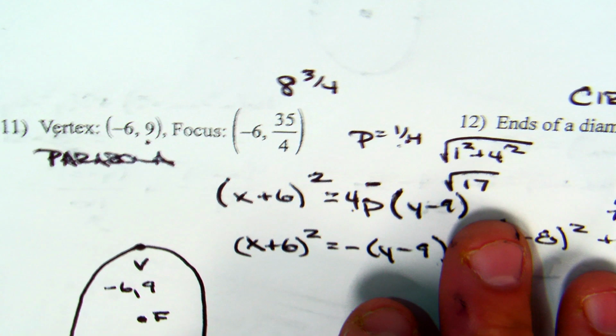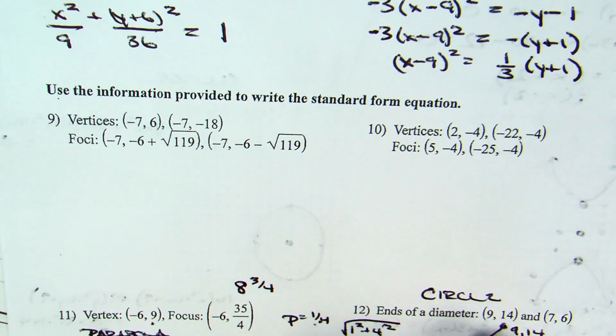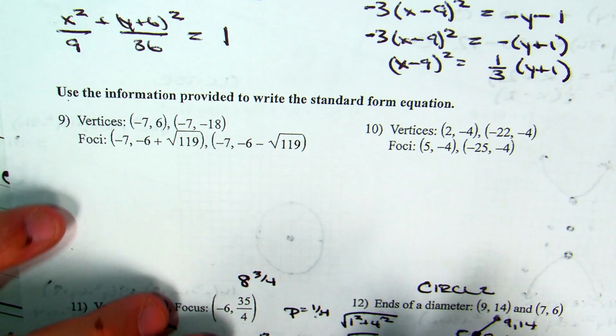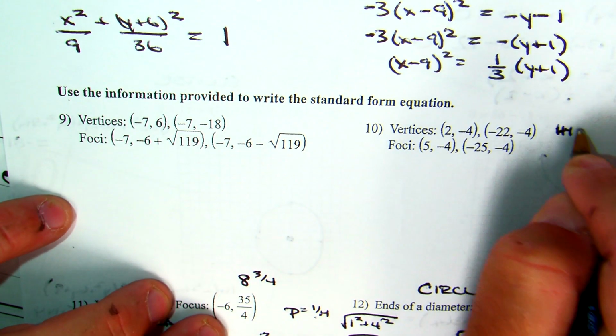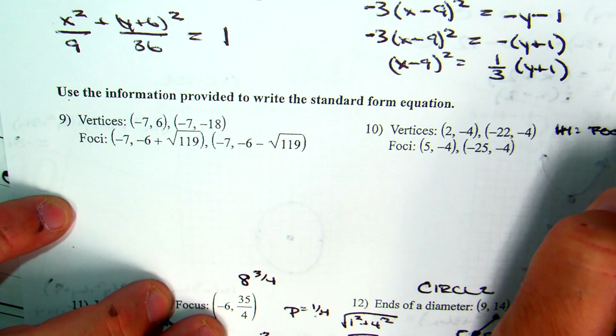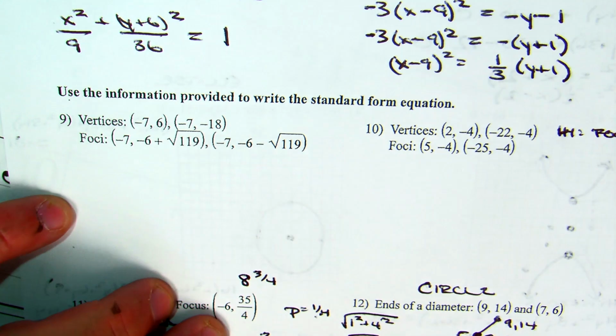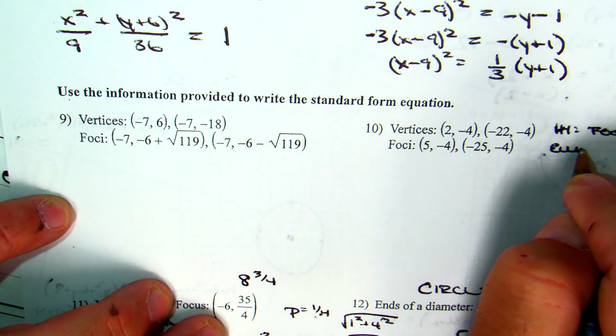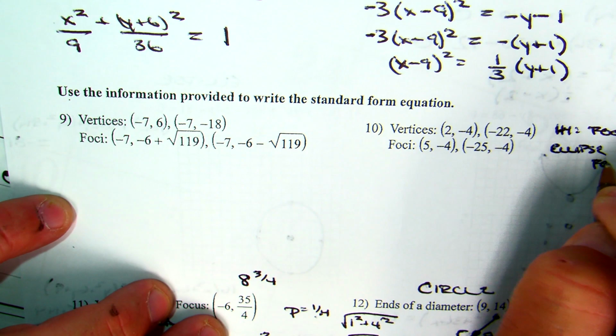All right. So we got the parabola, the circle out of the way. Now we have to compare the last two, which is the hyperbola and an ellipse. Basically, when you're comparing the two, hyperbola, focus is outside the box. Ellipse, the focus is inside.